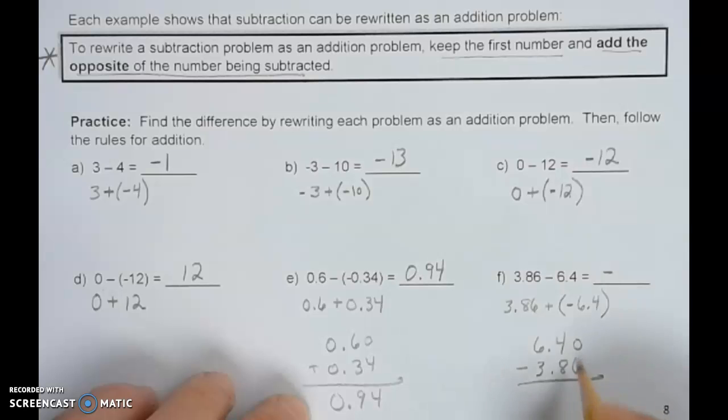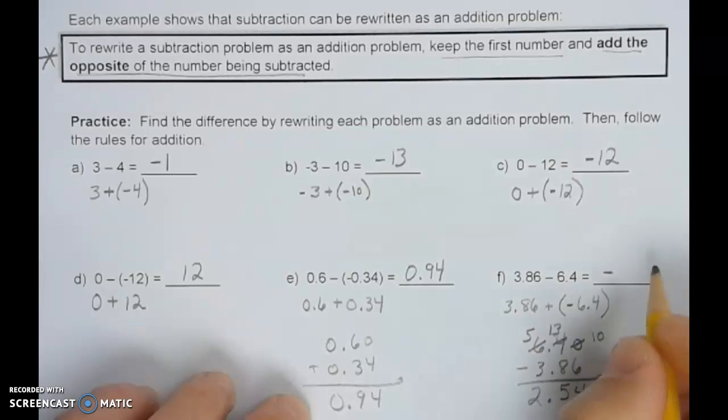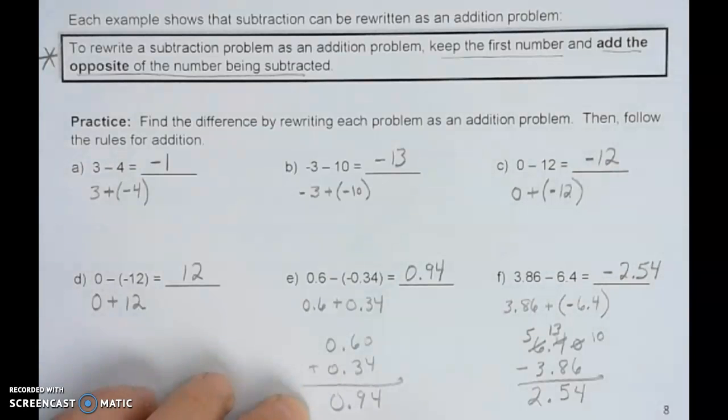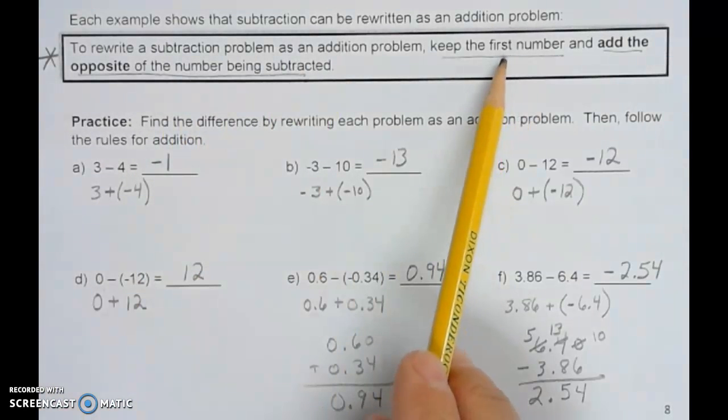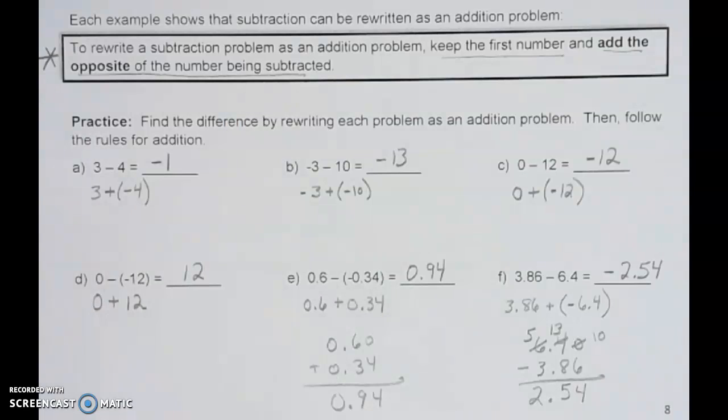Put a 0. We can't do this subtraction. 0 becomes a 10. 4 becomes a 3. 10 minus 6 is 4. 3 minus 8 we can't do. The 3 becomes a 13. The 6 becomes a 5. 13 minus 8 is 5. Bring your decimal down. 5 minus 3 is 2. And we get an answer here of negative 2 and 54/100. So again, to change a subtraction into an addition problem, keep the first number and add the opposite of the second number, which is the number being subtracted.